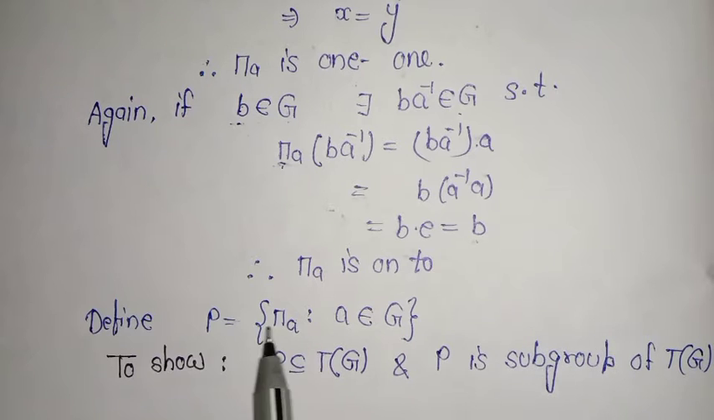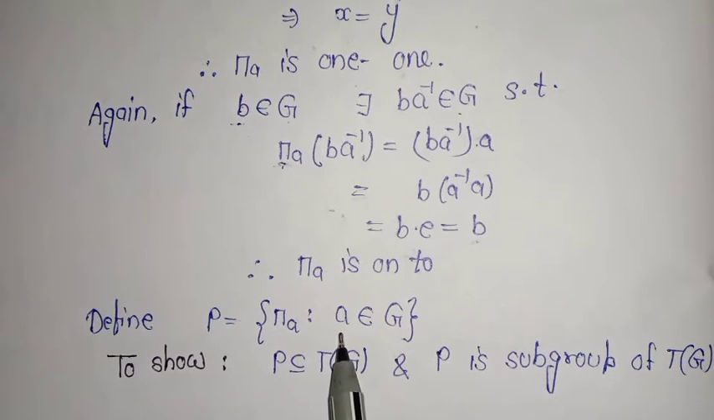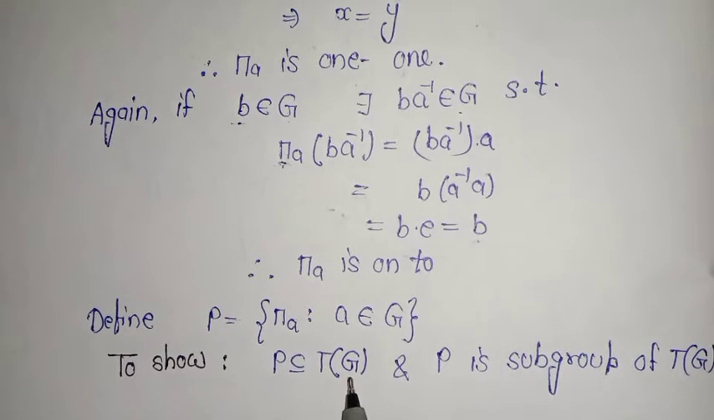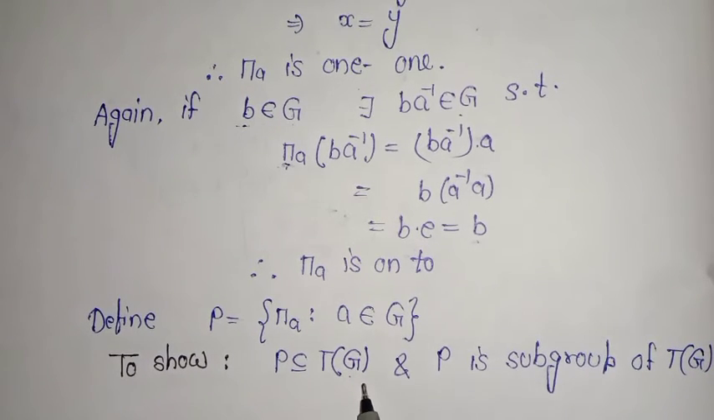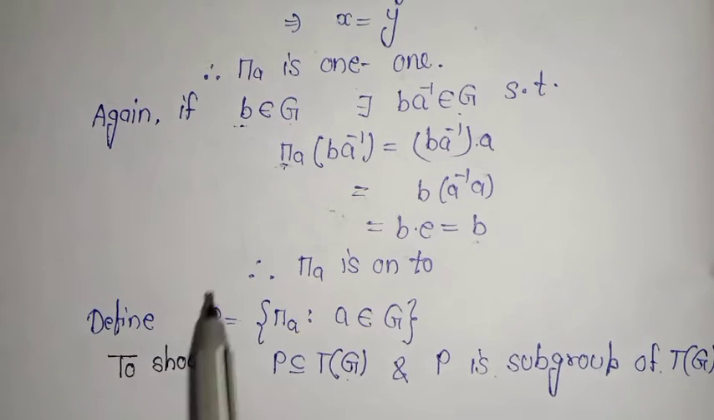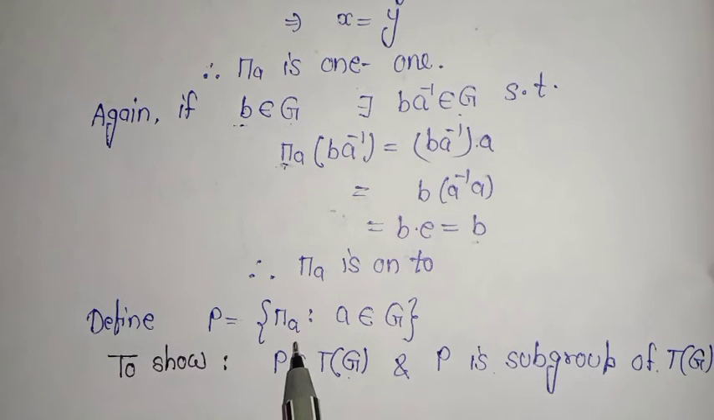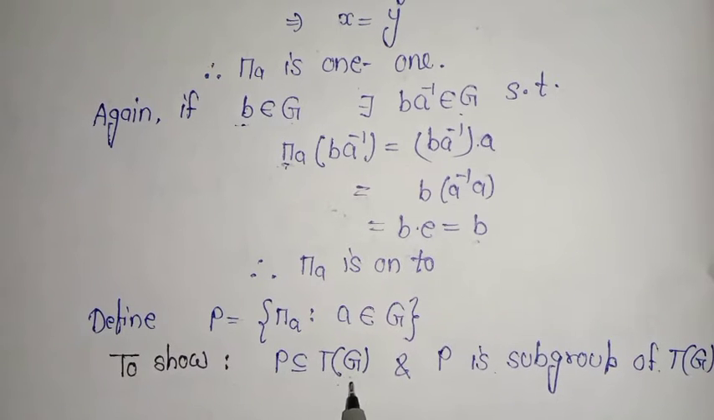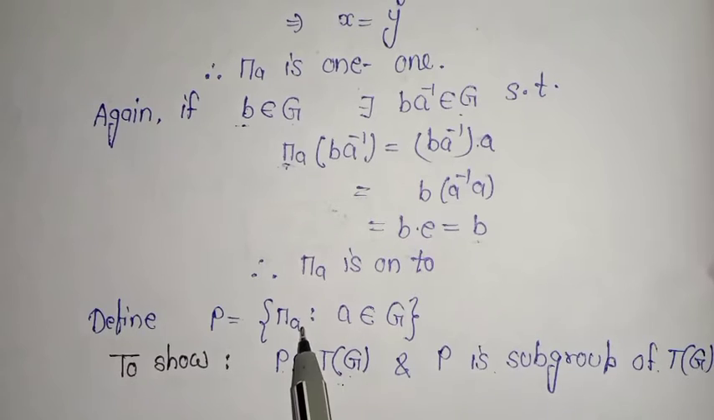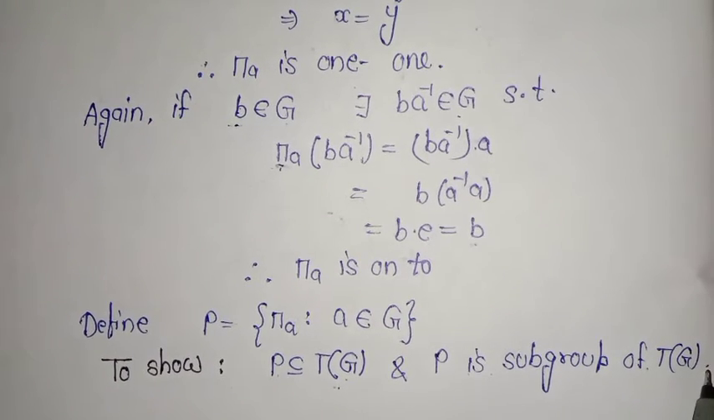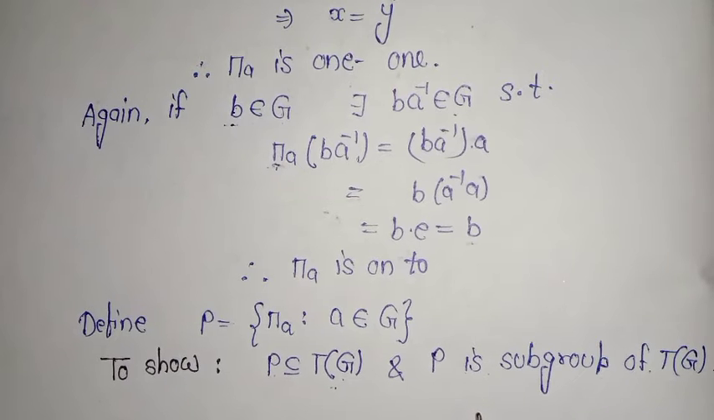Now we are defining the set of all right multiplications, and we have to show that P is a subset of T of G, that is the transformation group, and P is a subgroup also. Since it is the set of all right multiplications, and we have considered the set of all right multiplications as T of G, this must be a subset of T of G.